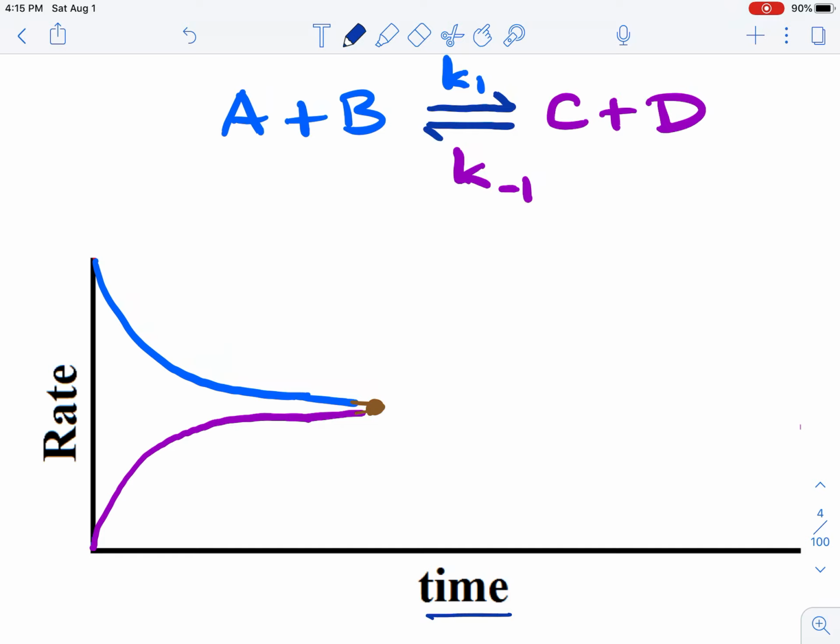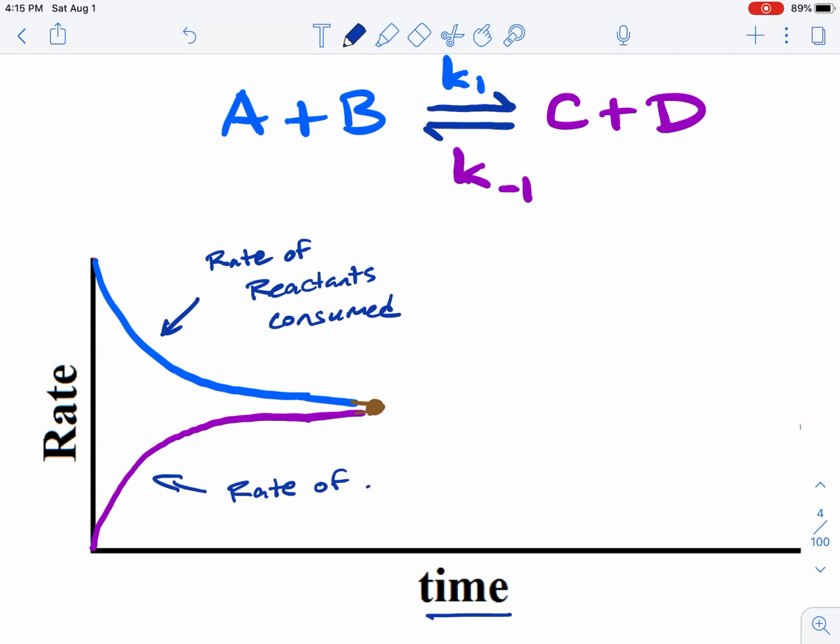And so I'm just going to put a note here. I'm just going to write down the rate of reactants consumed. And then this purple line is going to represent the rate of products produced.